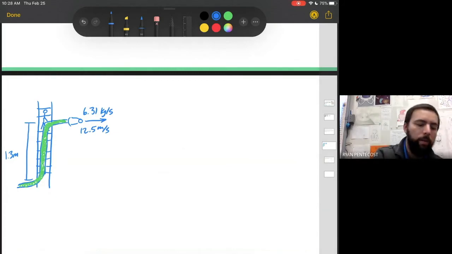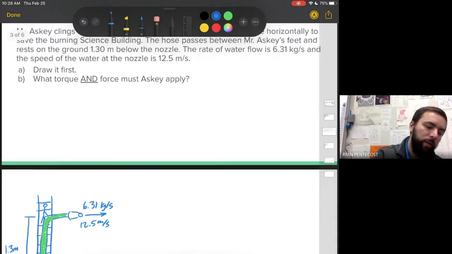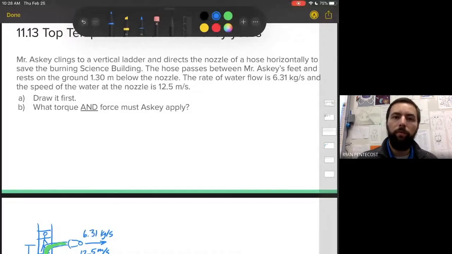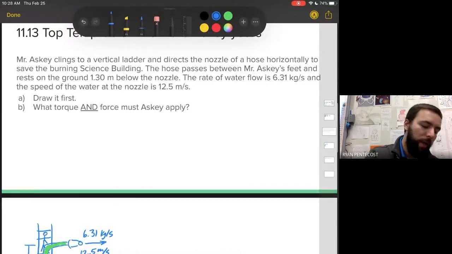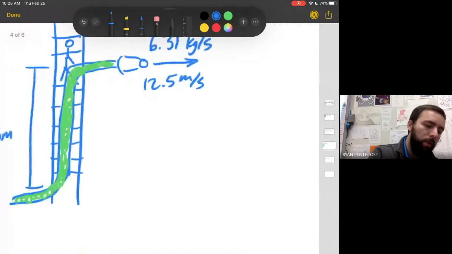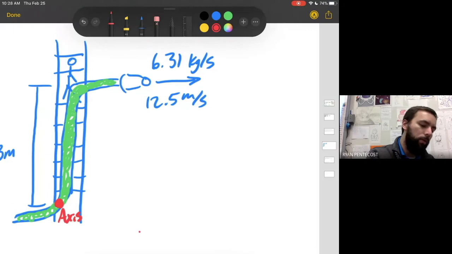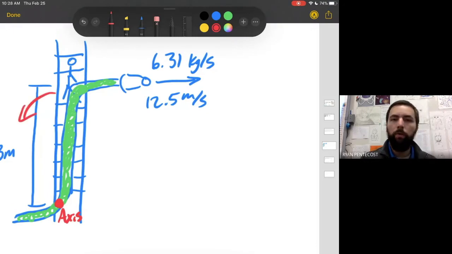So it then goes on to ask us, okay, we drew it first. Now it asks, what torque and force must Askey apply to keep from falling off the ladder, right? Because this is actually a torque problem here. We can see here that it's going to try and pivot about this axis down at the bottom, right? It wants to rotate in that direction, right?